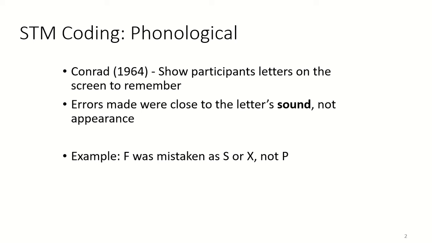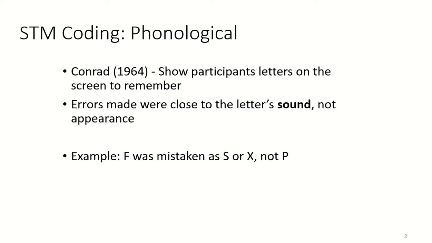So for example, if you show participants a bunch of letters on the screen to remember, and you look at the mistakes that they make, oftentimes the mistakes they're making are closest to two letters that sound similar rather than two letters that look similar. So for example, if F was in the list that you were supposed to remember and you failed to do so, people were more likely to confuse the F with an S or an X, which sounds similar, rather than with a P, which does not sound similar but looks similar.